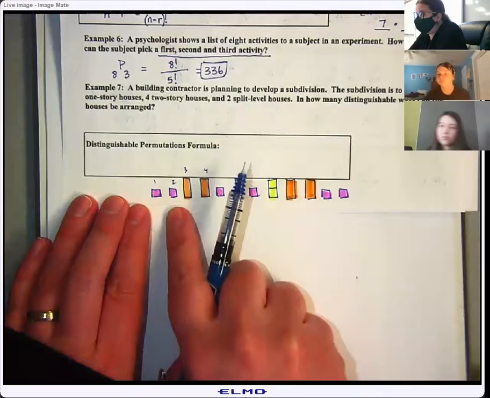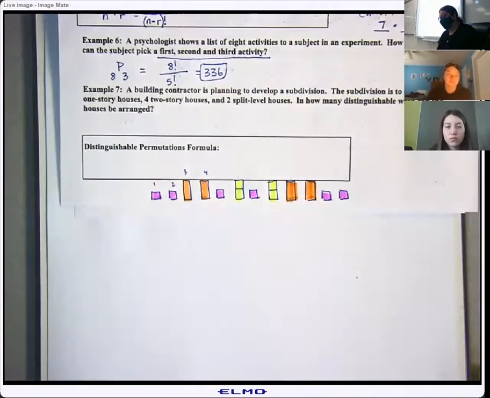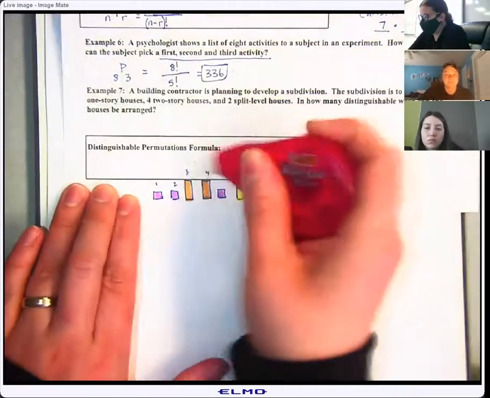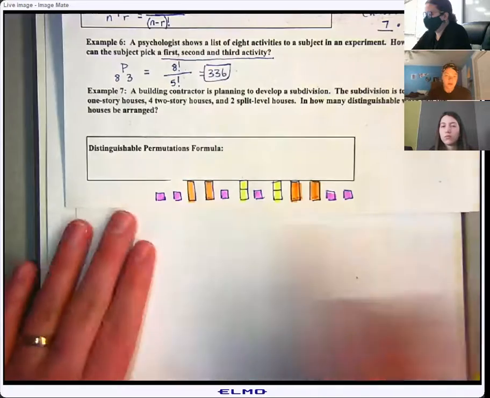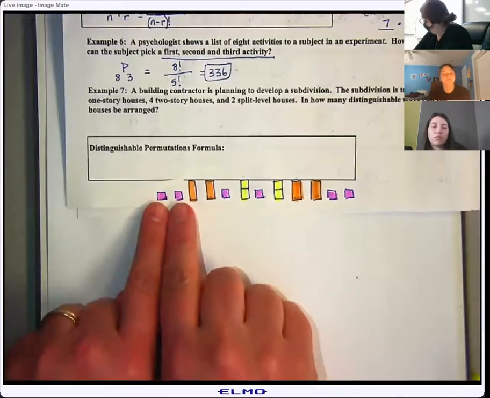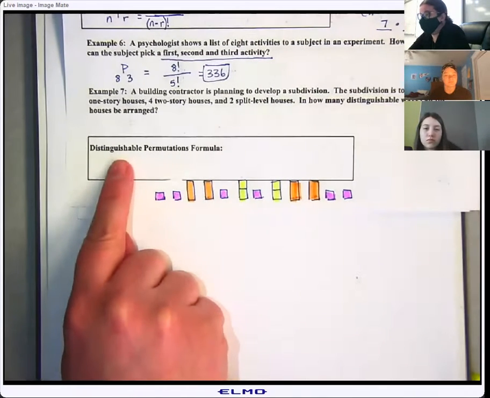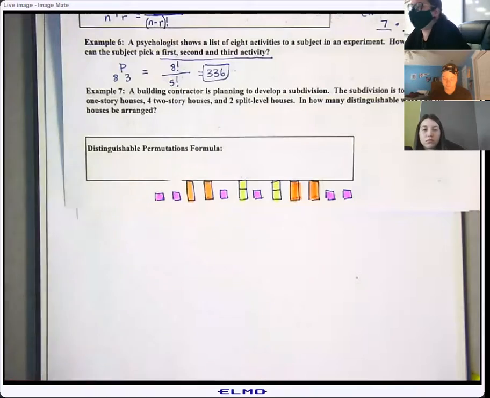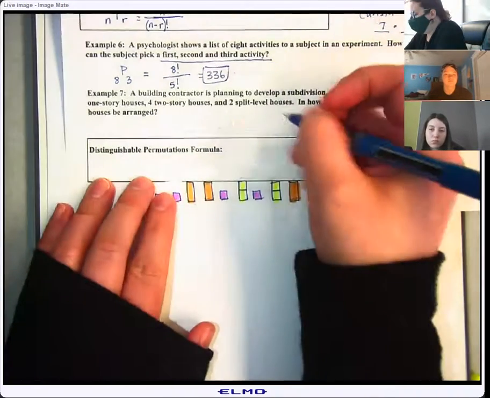11 for the next spot. That would be a permutation. But here's the problem with that, guys. Some of these houses look the same. What if I made this exact same configuration, but I took these two little pink houses and switched them? Would you be able to tell? No, because that's what this word distinguishable means. You might have other permutations, but you can't really even tell because some of them are the same. So here's the formula for that.